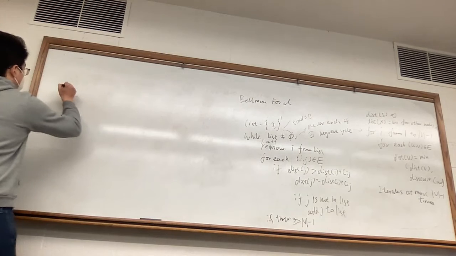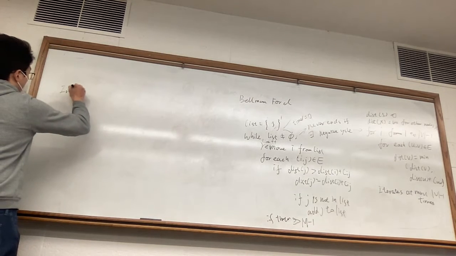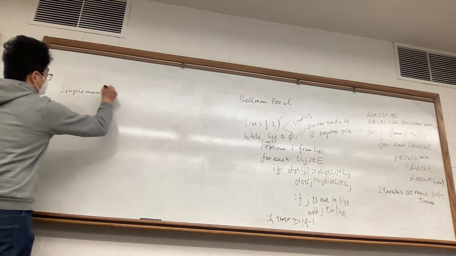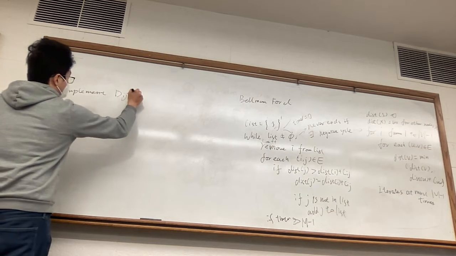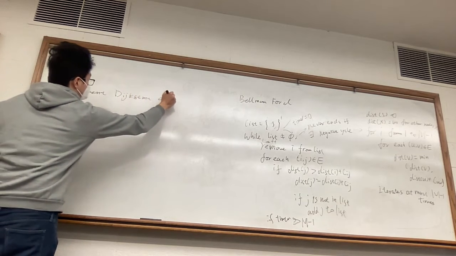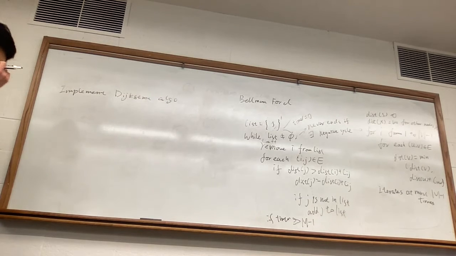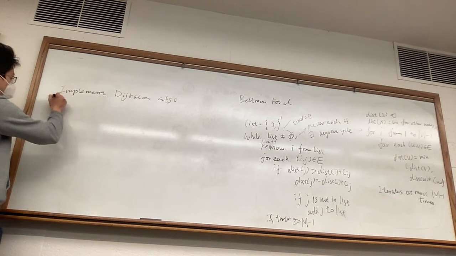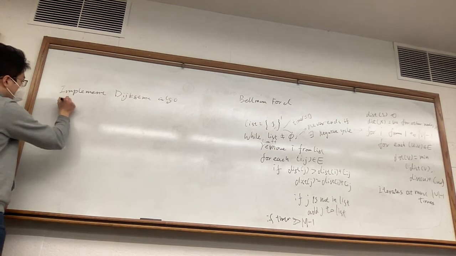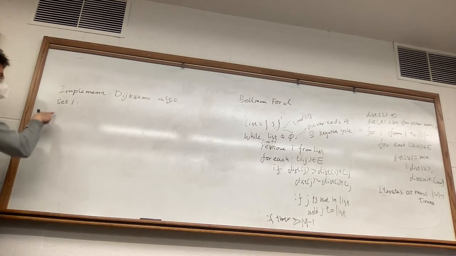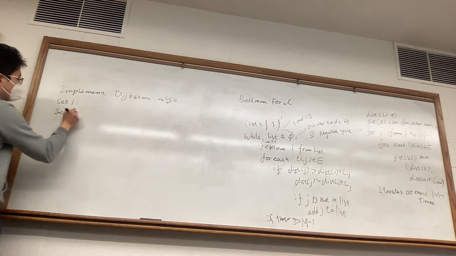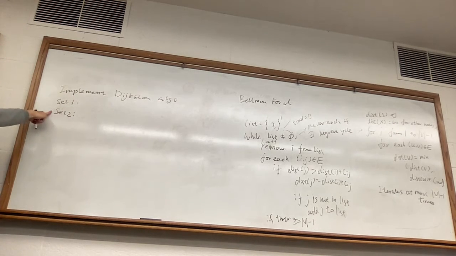Implement Dijkstra. Okay. So think about this, as we have already reviewed Dijkstra algorithm. You have two sets, set 1 and set 2. And set 1 and set 2 are disjoint. And if you add them up, they construct the set of all the nodes.